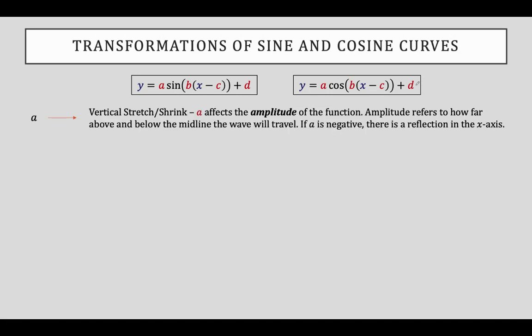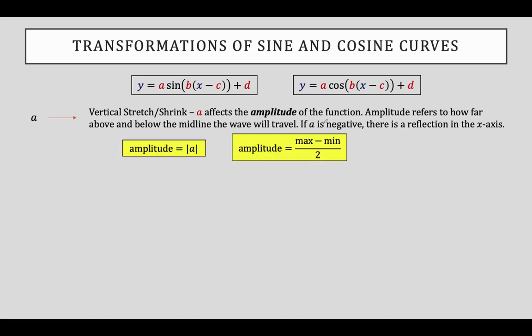Remember, a determines the amplitude. Those are our vertical stretches and shrinks. How do we find amplitude? It's the absolute value of a. Or if we have a graph, we take the maximum value minus the minimum value divided by 2.